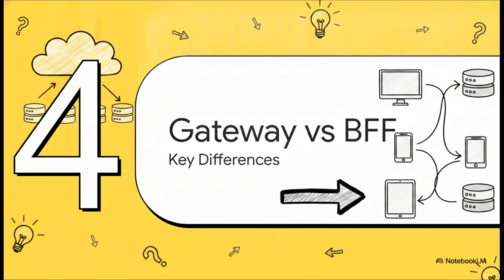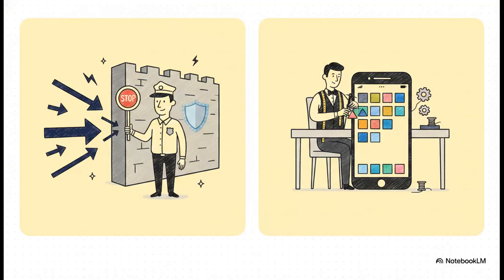Gateway versus BFF. Because these terms get thrown around a lot, let's separate them out. The API gateway is the strict traffic cop for the whole system. It cares entirely about infrastructure, authentication, rate limits, safely routing traffic into the network. The BFF, on the other hand, is your bespoke concierge. It cares about applications. It fetches data from multiple microservices, aggregates it, shapes it into the perfect format, and hands it precisely to the specific mobile or web screen that asked for it.